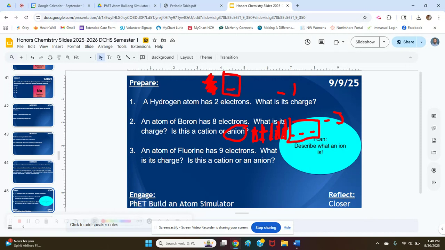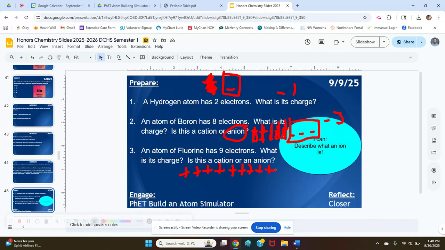Next up, we got fluorine. Fluorine has an atomic number of 9. It's on the top right side of your periodic table. Go ahead and find it there. And you're going to see that it has 9 total positive charges: 4, 5, 6, 7, 8, 9.